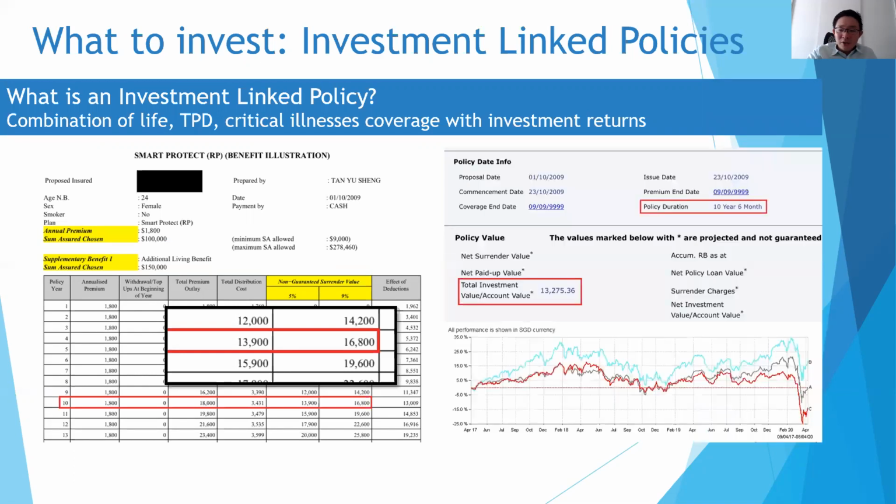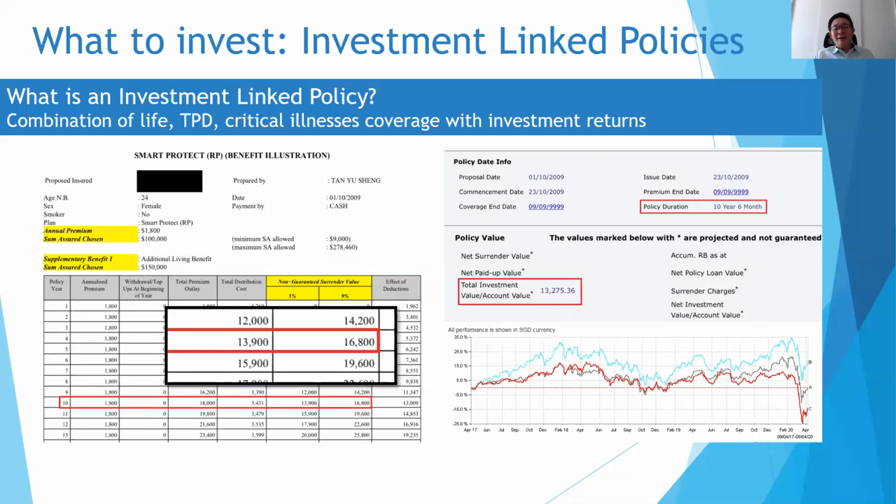The good news is if you look at the performance today, the policy is at 10 years and 6 months. The value as of today is about 13,000. This is actually after a 30% drop in the 3 underlying unit trust investments that this policy is holding. If you calculate back, if everything recovers back to normal, the value is about 17,000. So I think it's pretty okay lah.